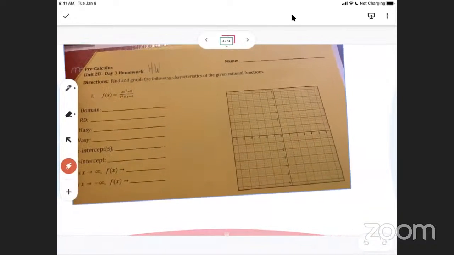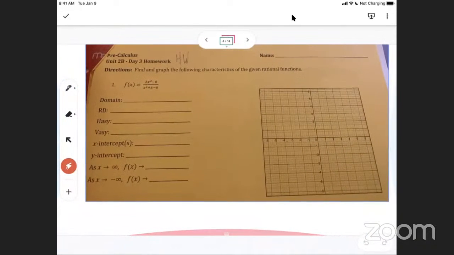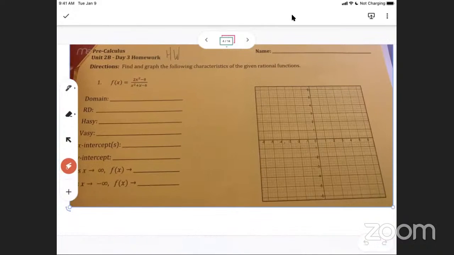All right. Next one. It says graph it. Same deal. Let's not do the domain first. Let's first factor. What can come out of here? 2. And what do I have left? X squared minus 4. Good. And what can that factor into?